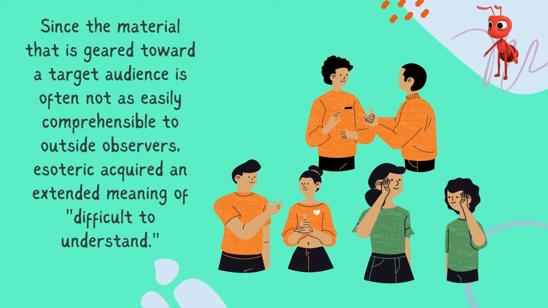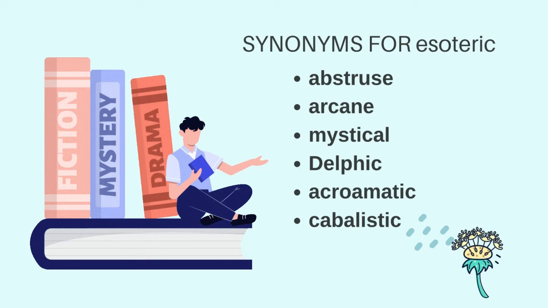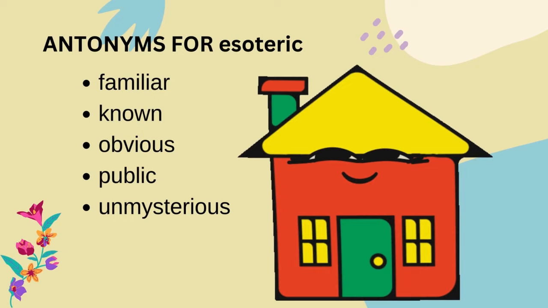Synonym: abstruse, arcane, mystical, Delphic, achromatic, cabalistic. Antonym: familiar. Noun: obvious, public, unmysterious.